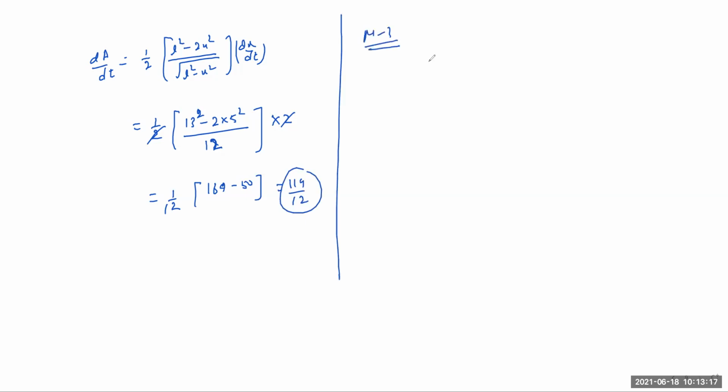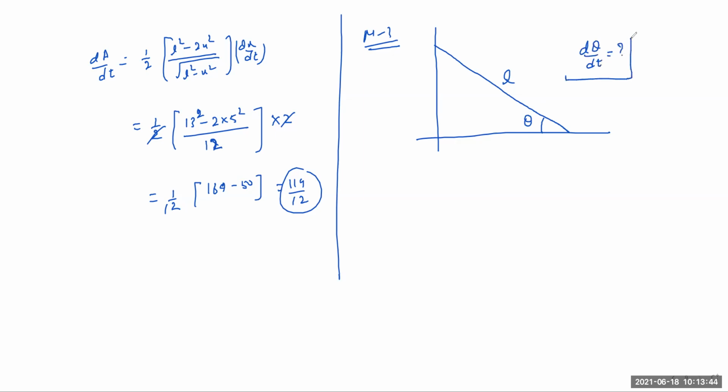Okay. So we have a third method as well, which is very interesting. So we have L, we have theta. Let's say theta is a variable because theta is changing, right? So we may take theta as a variable. Before I go to the third, I'm asking the same question. Can you tell me what is d theta by dt?